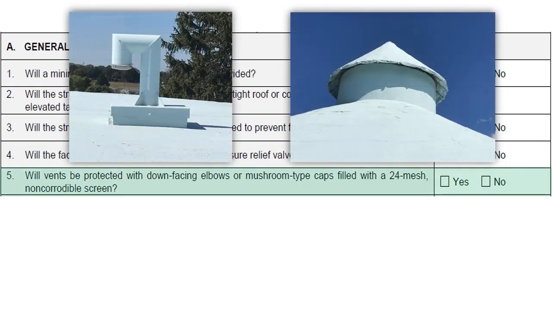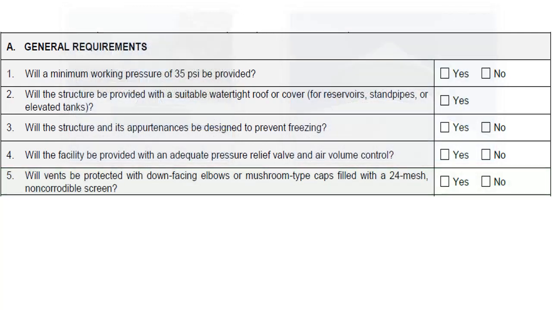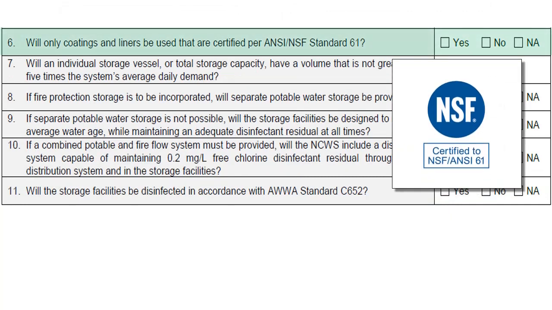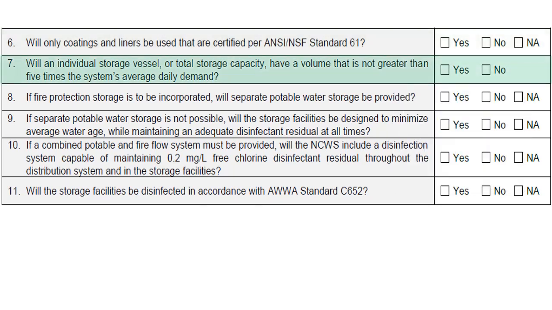Vents should be protected with down-facing elbows or mushroom-type caps covered with 24 mesh screens to prevent rain or insects from recontaminating the water. Coatings and liners should be certified as per ANSI NSF Standard 61 to ensure they do not leach any material into the drinking water. Total storage capacity of the vessels should not exceed 5 times the system's average daily demand to prevent water stagnation and ensure proper disinfection residuals.